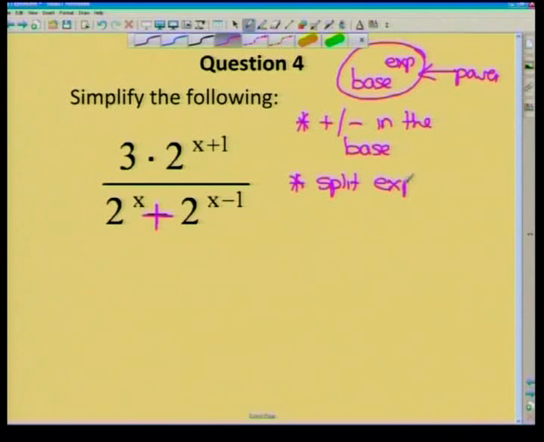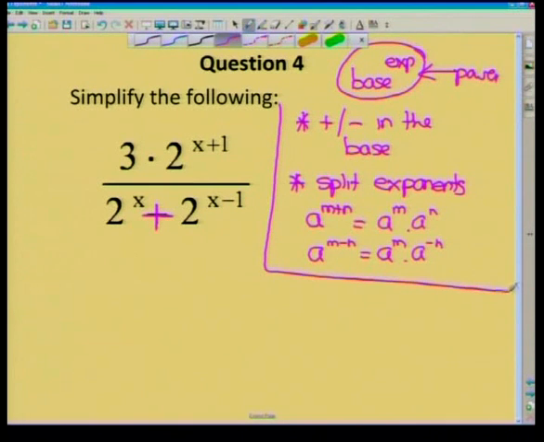exponents. Now, what do I mean by split exponents? What I mean is you reverse your rules. So if it was a to the m plus n, I'm going to write a to the m times a to the n. If it was a to the m minus n, I'm going to write it as a to the m times a to the minus n. So right, let's do that.